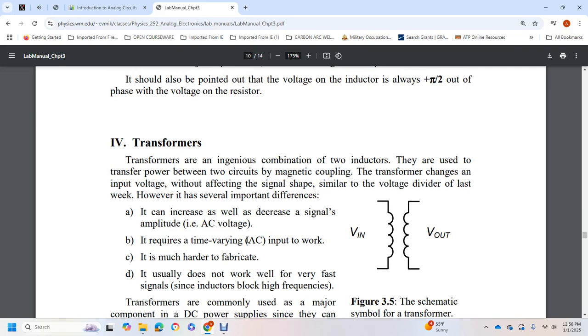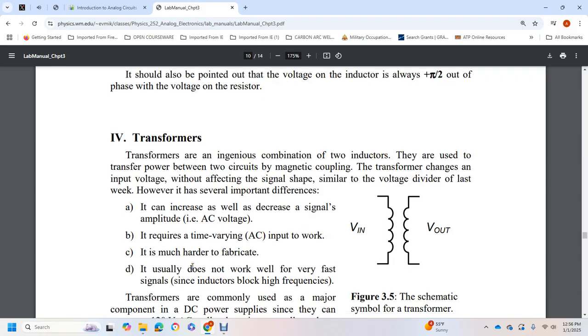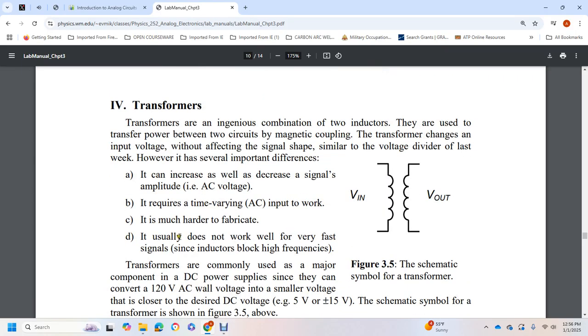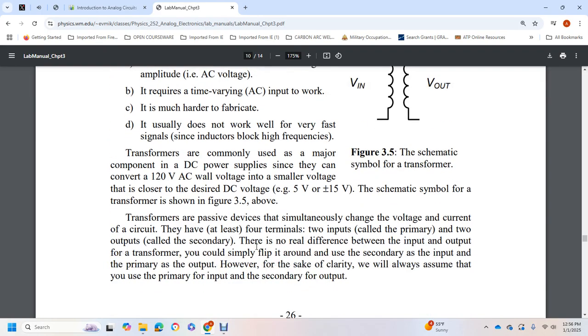For transformers, a transformer is a combination of two inductors that can be used to transfer power between two circuits through magnetic coupling. A transformer changes the input voltage without affecting the signal shape, similar to a voltage divider. However, the important difference is that a voltage divider will decrease the signal amplitude, and because the time-varying AC input works with inductors, they are harder to fabricate. They usually do not work well with very fast signals, since inductors block high frequencies.